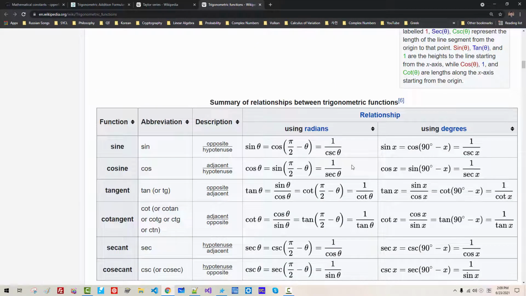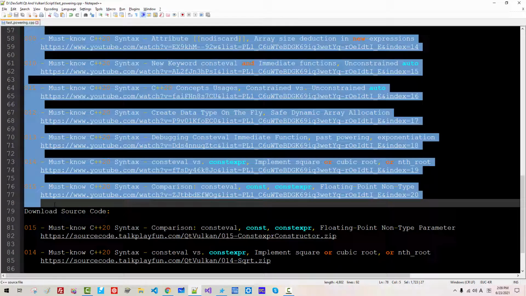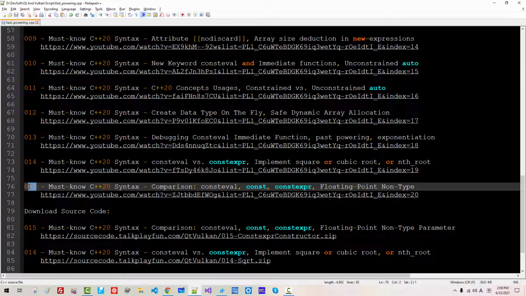For example, in this equation, if theta plus this angle is 90 degrees, then sine theta equals cosine of this angle. This formula is very useful. I assume you have watched my previous videos listed here, especially episode 15. Without further ado, let's get started.